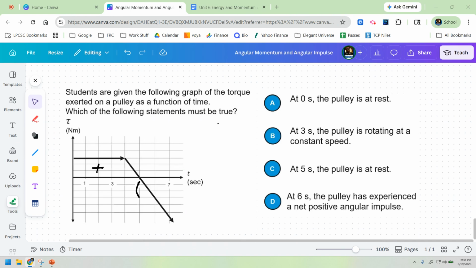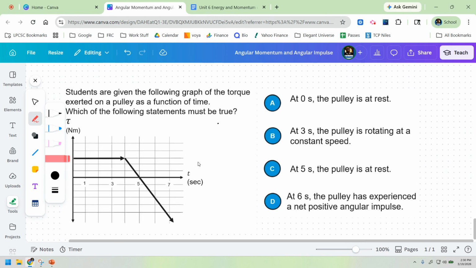B, it says at 3 seconds, the pulley is rotating at a constant speed. Well, torque is being applied at 3 seconds consistently. Do you think that would be at the same speed? Well, think about that. Remember, the y-axis is just the torque. So you got to think about that. This is no indicator of speed or velocity or angular speed.